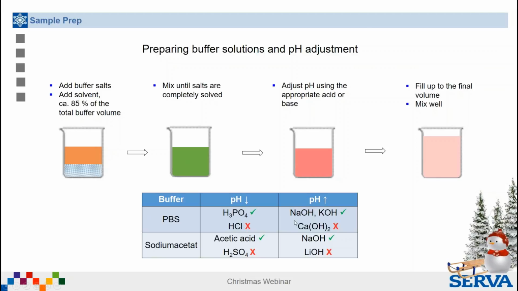The same goes for the base. Try to use the same salts, for example sodium or potassium, and not something else for the same reason. The second example, you have the acetate here, so you would of course use the acetic acid, or the sodium, then the sodium hydroxide for adjustment of the pH.